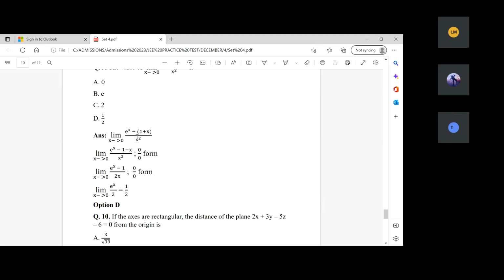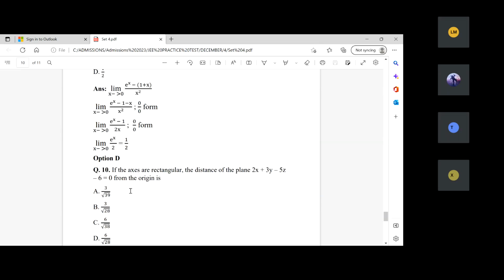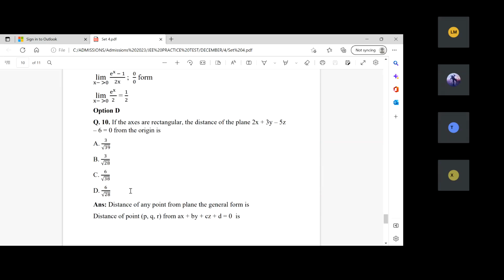So this will be e raised to x minus 1 by 2x. Substituting for x equal to 0, this is e raised to 0 minus 1 by 2 into 0. Now we have to differentiate it again. So this will be e raised to x by 2. What will be the value? It is 1 by 2. So that is the basic, simple mental calculation that you can use to solve it.